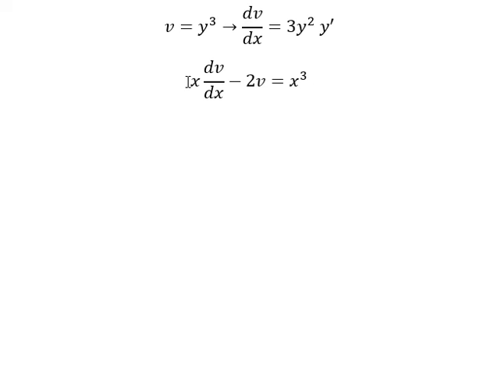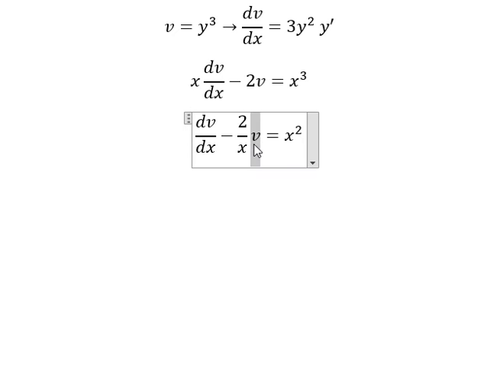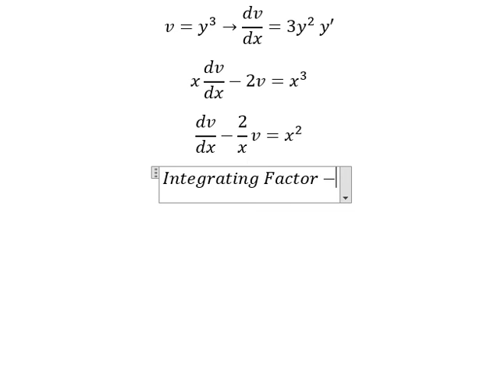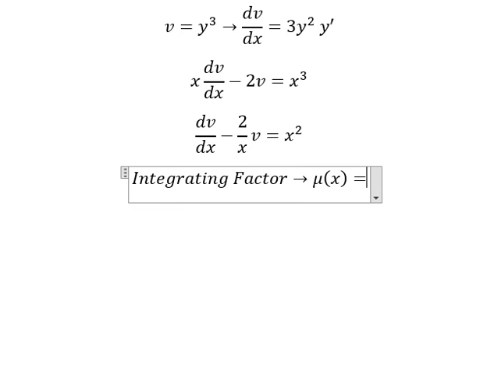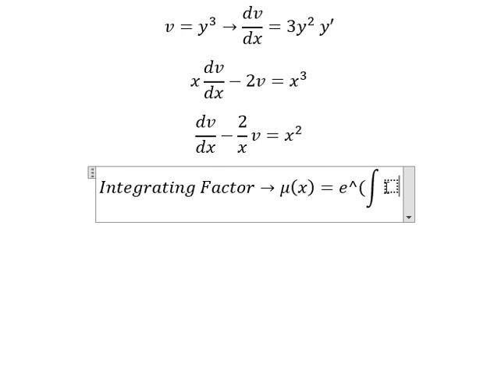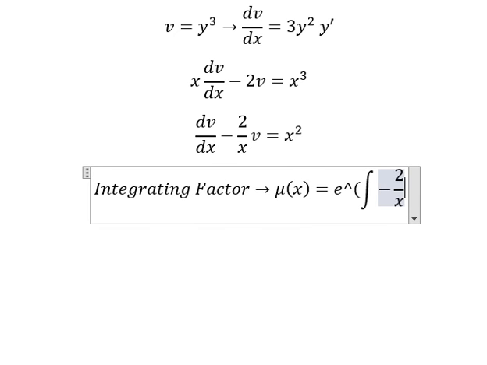Next, we need to divide both sides by s. We have v and the first derivative of v. We can use an integrating factor. So we can use mu of s equals e to the power of the integration of negative 2 over s ds.